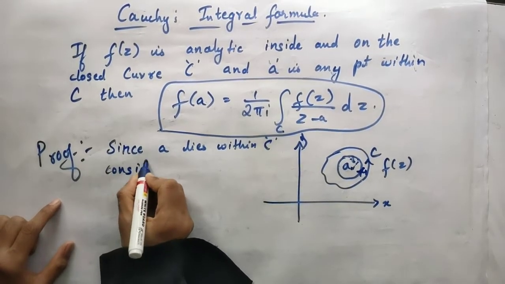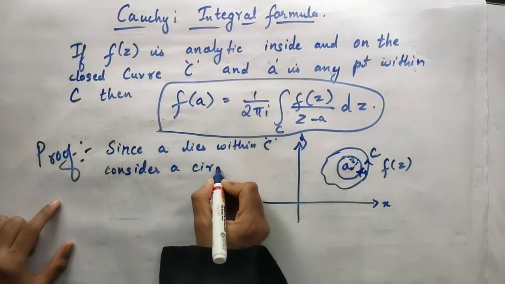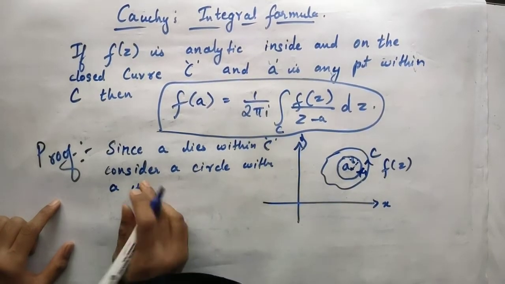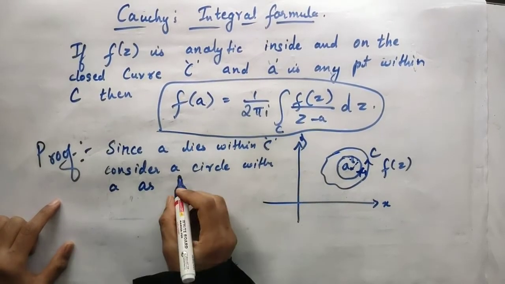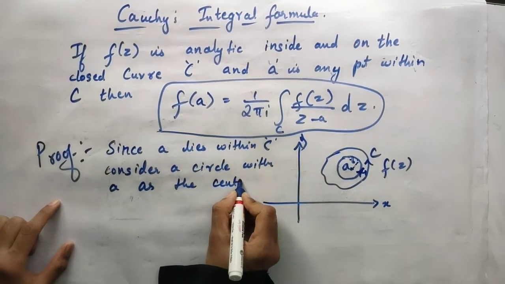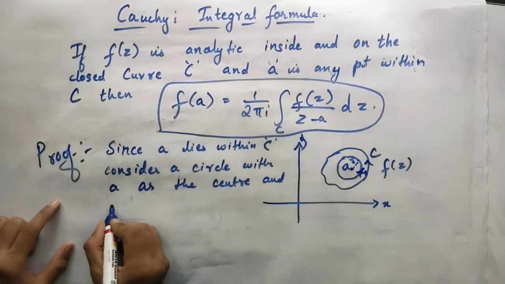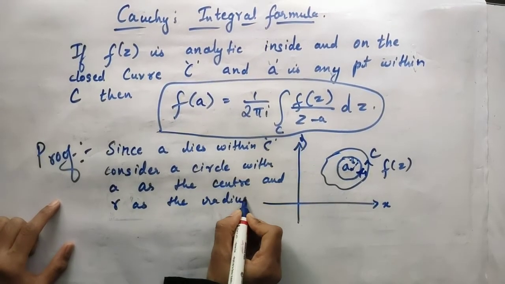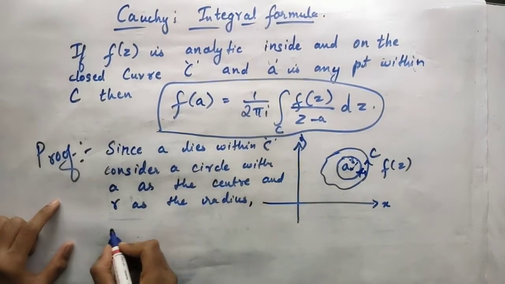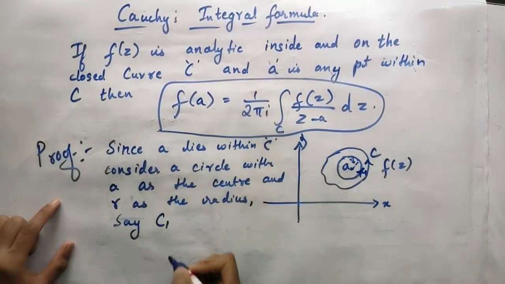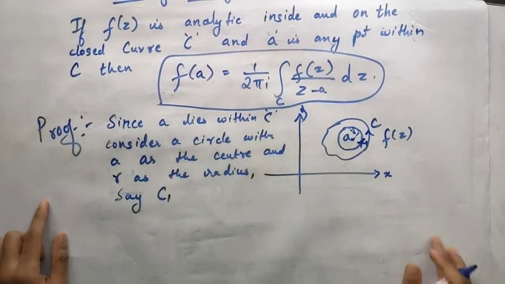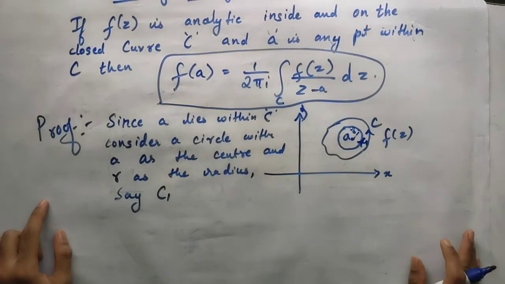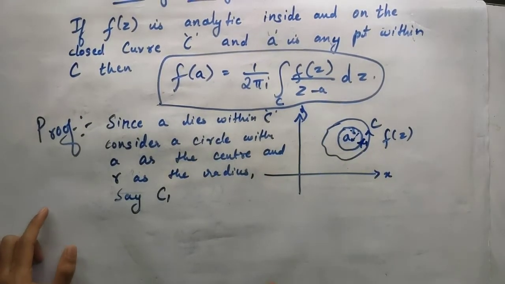consider a circle with A as the center and R as the radius. Okay, this circle I am going to call, say, C1. Okay, now you see the circle C1, the curve C1 is lying within C. Okay, now one point I want to speak about.